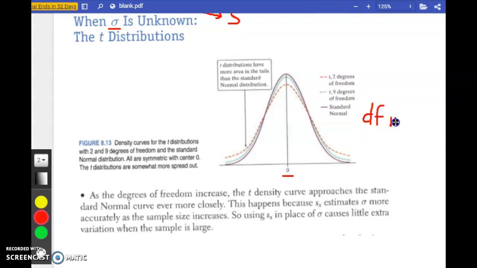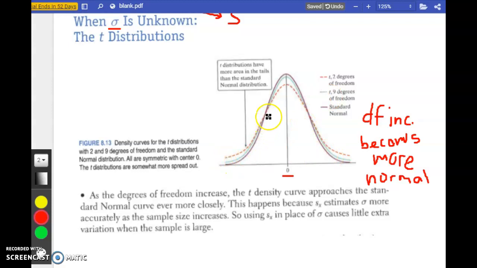the distribution will become more normal. And you can see this in this picture. Notice the red dashed line has 2 degrees of freedom. Yes, it has a normal shape, but it's not as high in the center and it's higher in the tails. Then if you look at the blue curve, those degrees of freedom are 9. So the degrees of freedom have increased, which means it becomes more normal. It's lower in the tails than the red dashed line, and it's higher in the peak than the red dashed line.